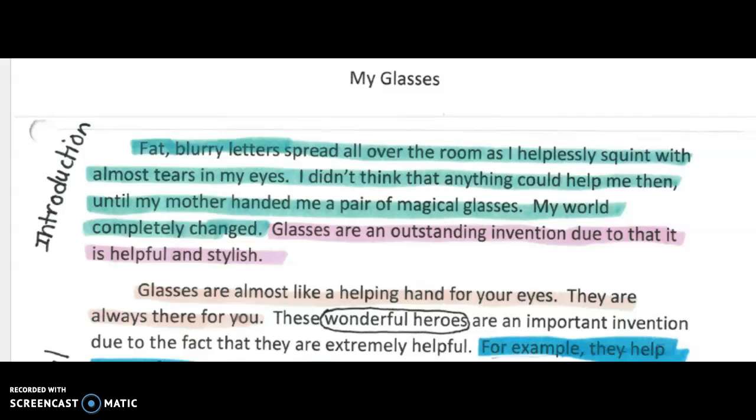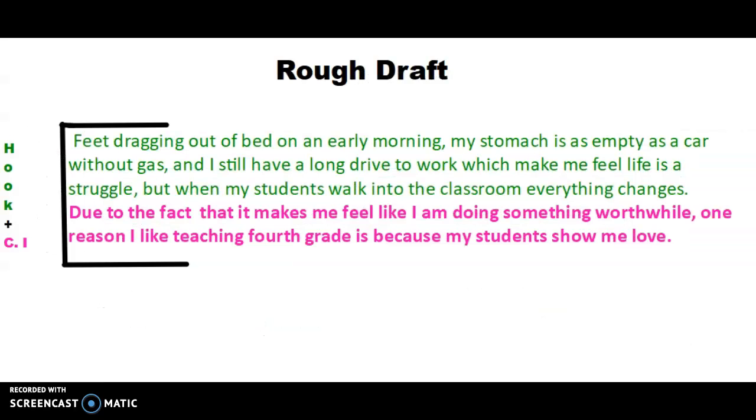But when my children walk into the classroom, everything changes. Due to the fact that it makes me feel like I am doing something worthwhile, one reason I like teaching fourth grade is because my students show me love. I really like this one as well. Let's try one more from this packet.